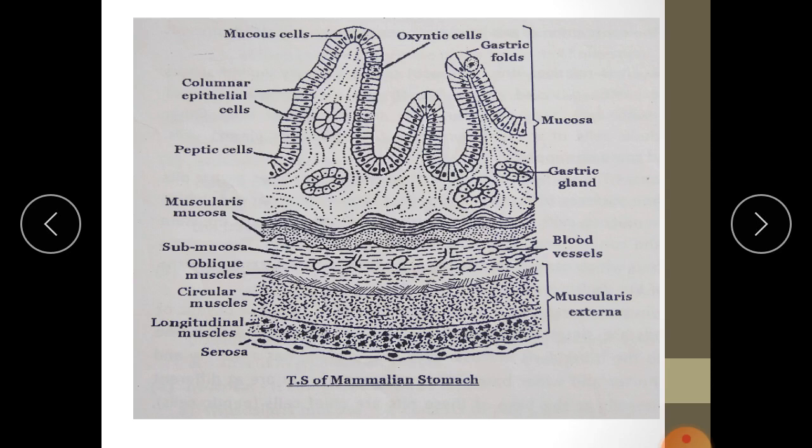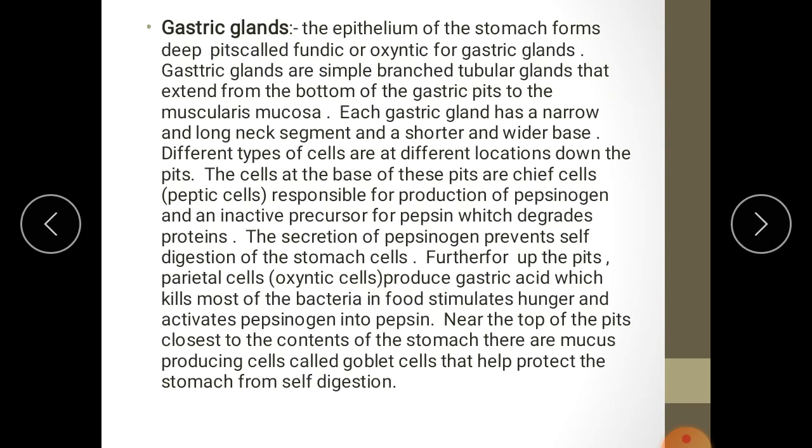So this is about the TS of mammalian stomach. This structure is the TS of mammalian stomach. So we discussed four different layers that are present in the wall of the stomach: serosa, muscularis externa, submucosa and mucosa. Next, coming to gastric glands.